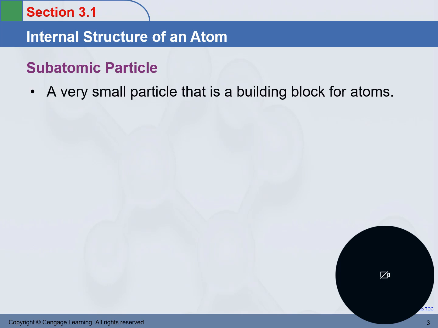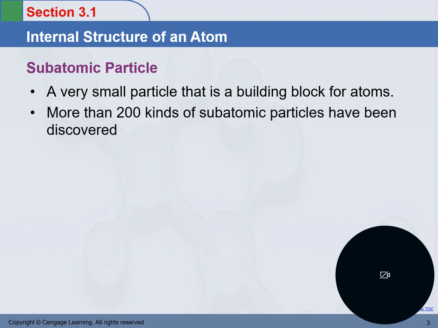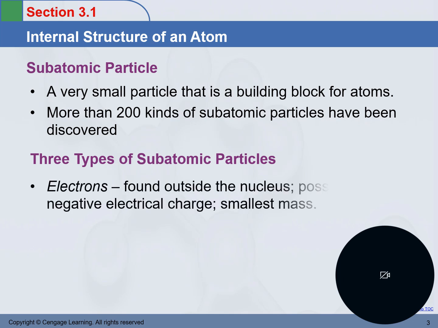So a very small particle that is the building block of all matter is the atom. Now it's known that there are more than 200 kinds of subatomic particles that have been discovered. We're going to be responsible for only 3 different types of subatomic particles.